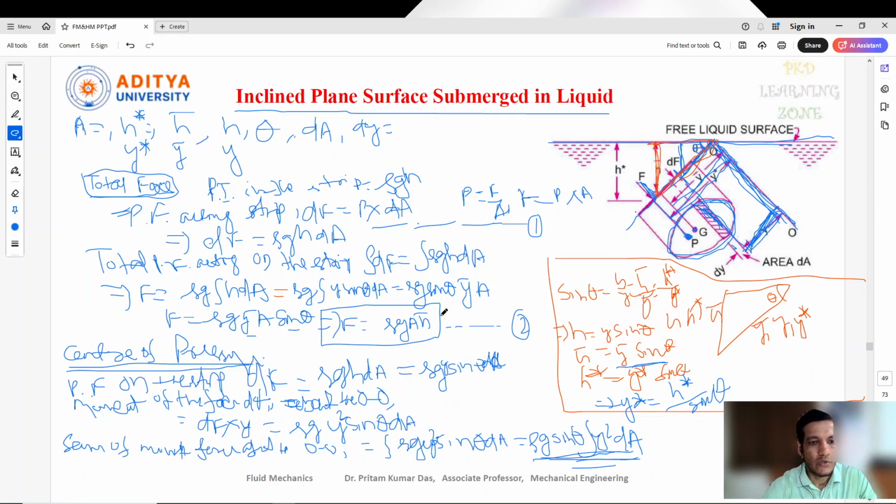So I hope you understood how to identify this total force and the center of pressure for this.